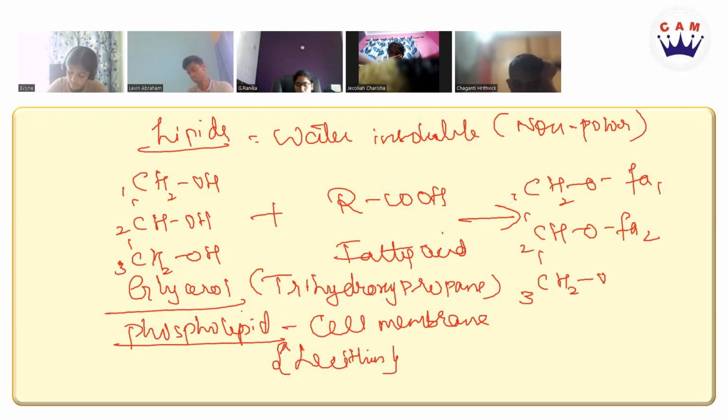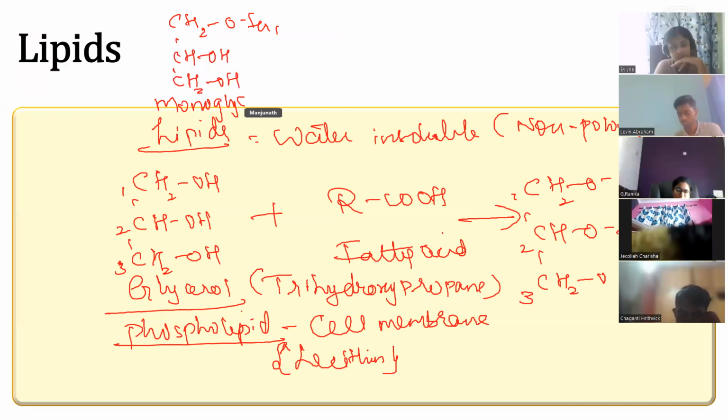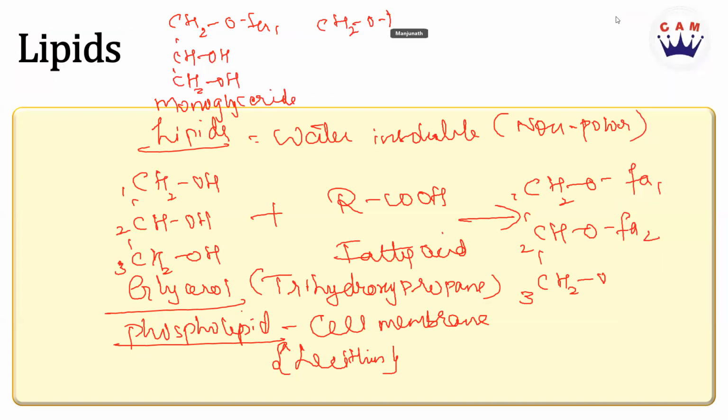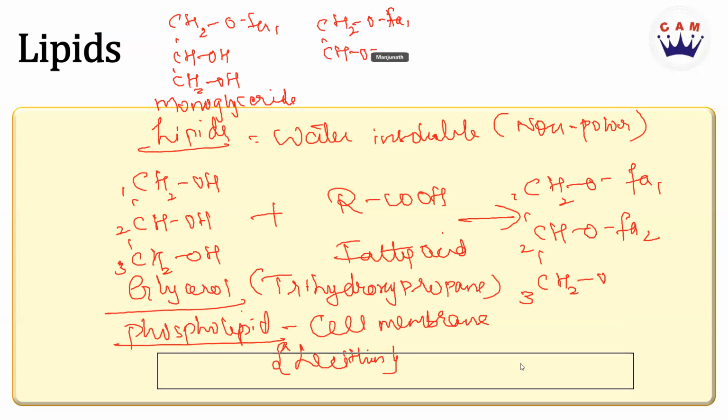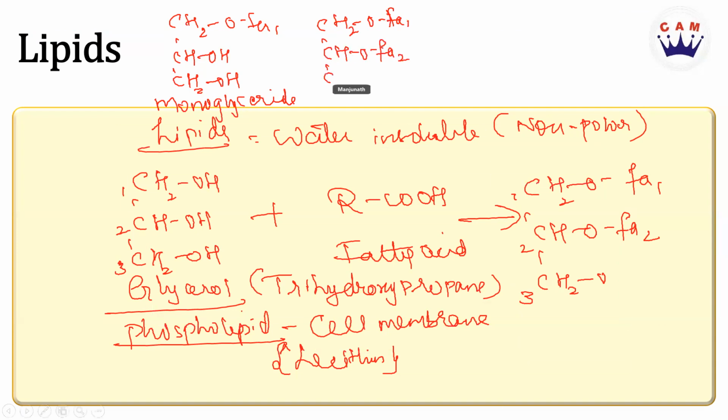If glycerol is attached to 1 fatty acid, CH2O fatty acid 1, CHOH, CH2OH, then it is monoglyceride. What is it? Monoglyceride. If glycerol is attached to 2 fatty acids, fatty acid 1, fatty acid 2, then it is called as diglyceride.